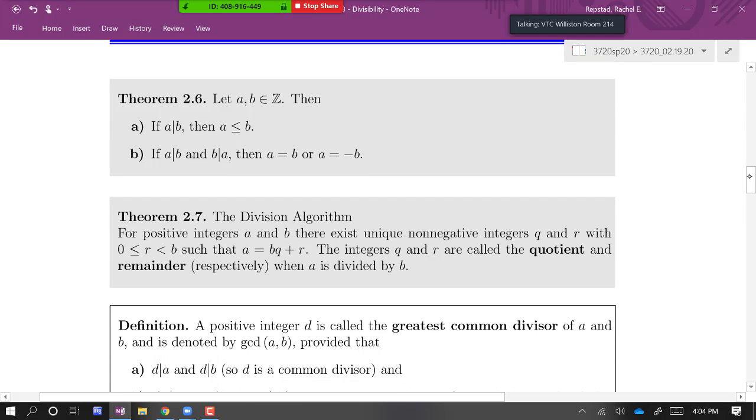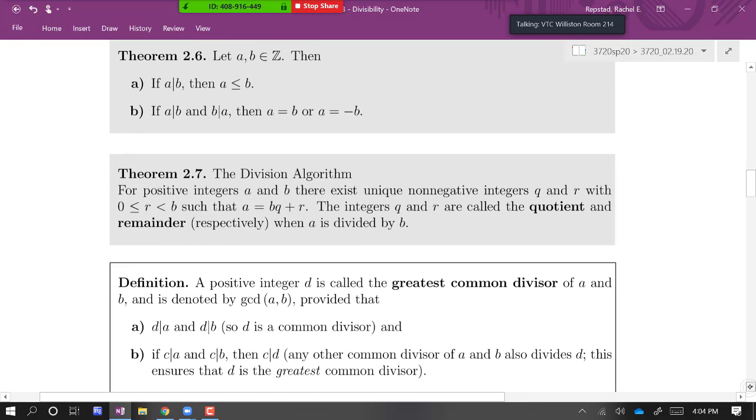Couple theorems here. If A divides B, then A is less than or equal to B. That kind of makes sense. If A divides B and B divides A, the only way that happens is if A is B or A is negative B, which I think also kind of makes sense if they divide each other.